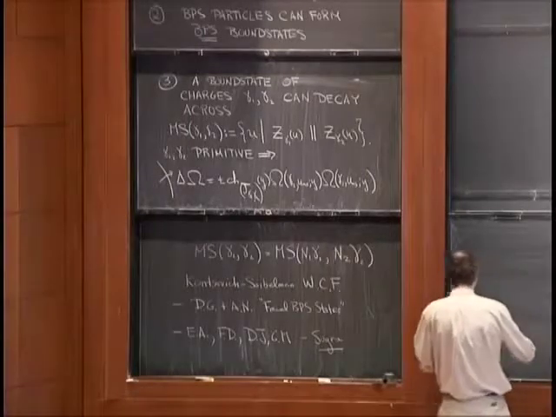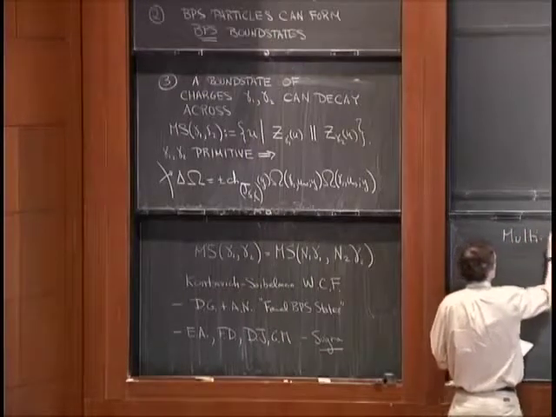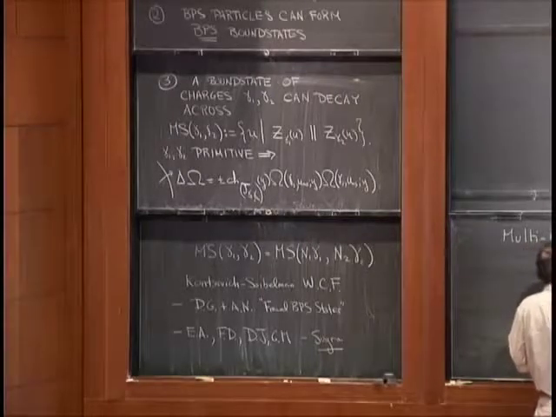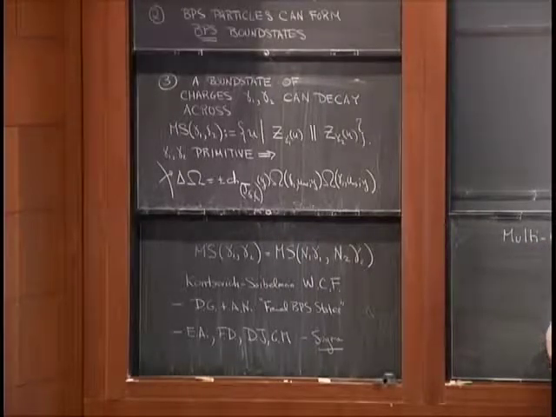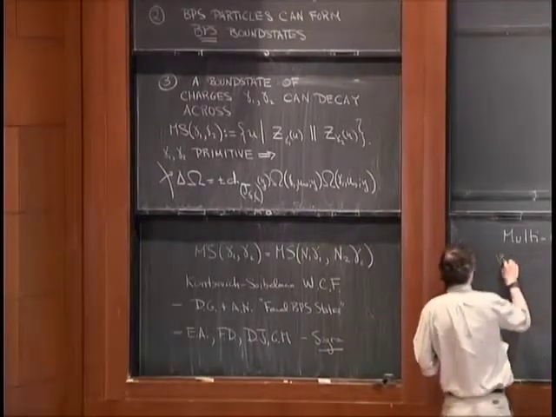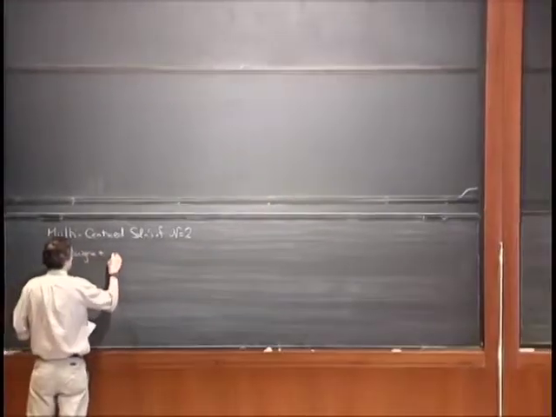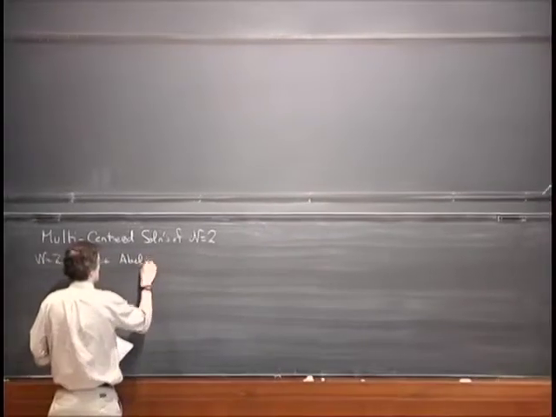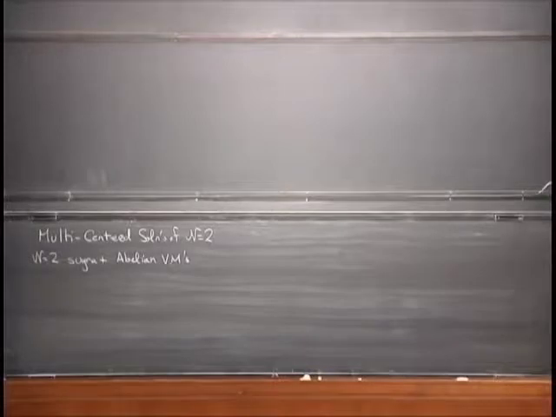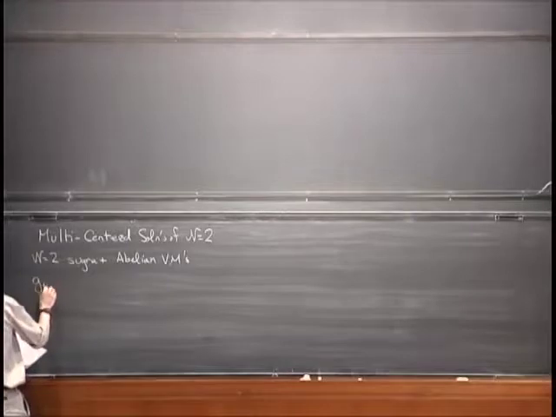So I want to begin with the multicentered solutions of N=2 supergravity. So we have N=2 supergravity coupled to abelian vector multiplets. And what are the fields? Well, the bosonic fields are the metric, g mu nu.